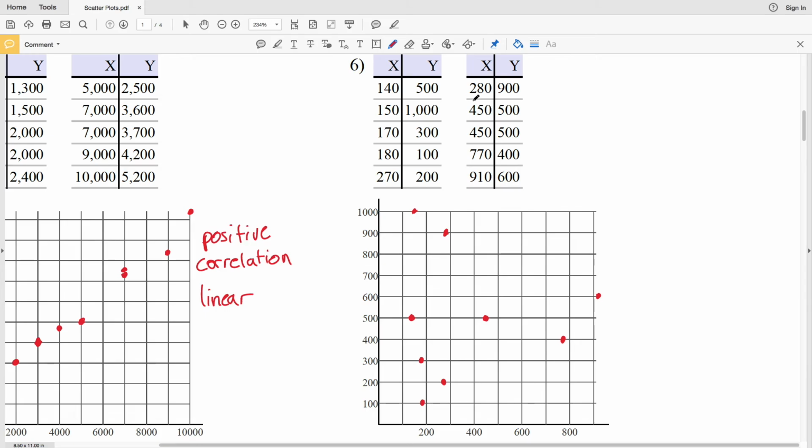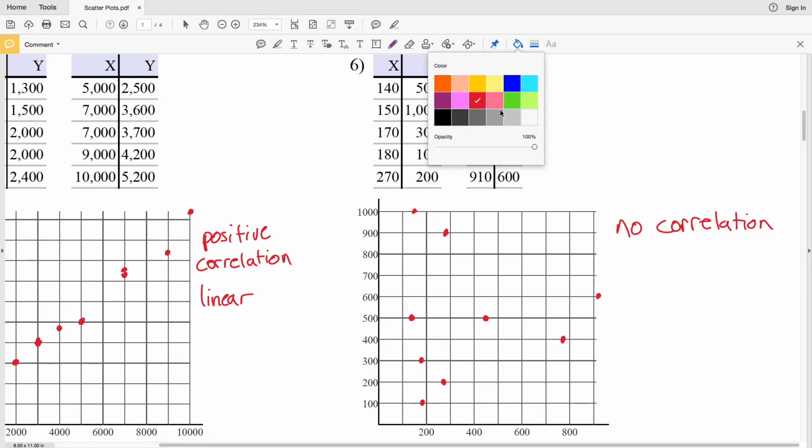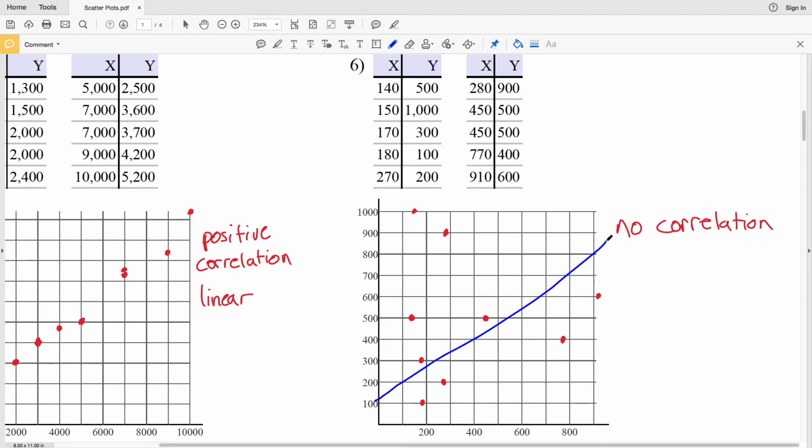So that's our plotted points in number 6, and you can see that they appear to be randomly placed in this scatter plot. Therefore, there's no correlation in number 6. We cannot find a linear line that they tend to cluster around, a quadratic parabola, or an exponential function that they tend to follow. Therefore, in number 6, there's no correlation.